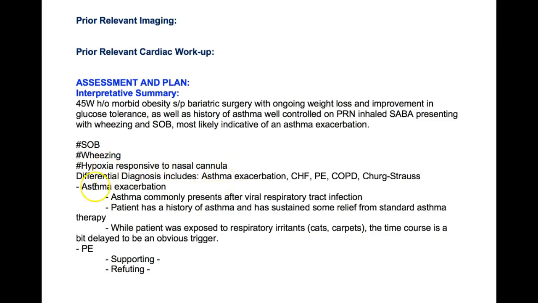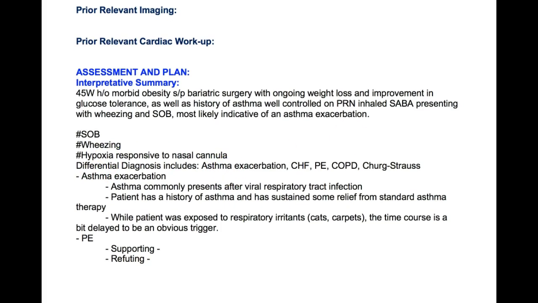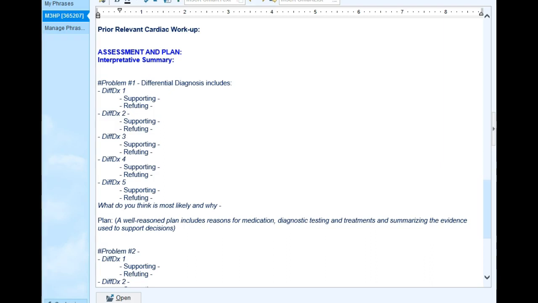So differential for that includes, and I encourage you to come up with 3 to 5 things on your differential. And a general teaching point: all that wheezes isn't asthma. So I laid out a differential here: asthma exacerbation, CHF exacerbation, pulmonary embolism, COPD, and then something that's a little bit more unusual, but Churg-Strauss. So back to the structure.